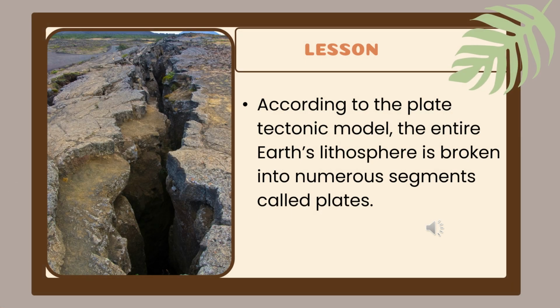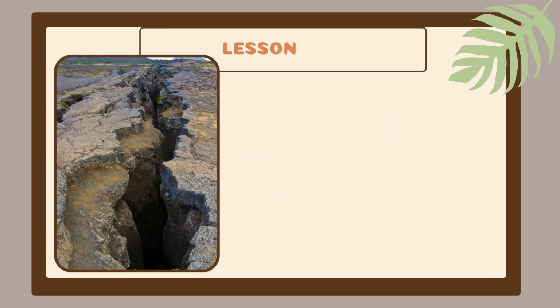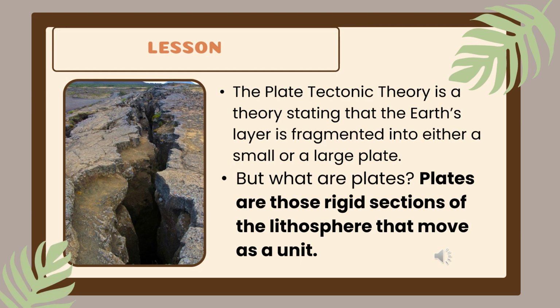According to the plate tectonic model, the entire Earth's lithosphere is broken into numerous segments called plates. The plate tectonic theory is a theory stating that the Earth's layer is fragmented into either small or large plates. But what are plates? Plates are those rigid sections of the lithosphere that move as a unit.